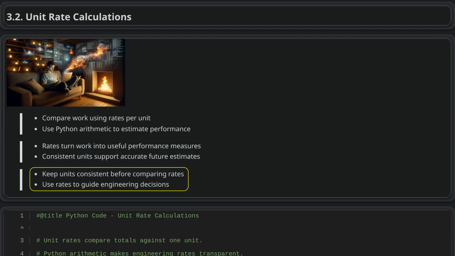Rates based on different time or measurement units must be converted before they can be compared. In engineering, careful unit rate calculations help evaluate output, workload, transportation efficiency, and process performance, leading to better decisions about efficiency, capacity, cost, and reliability.